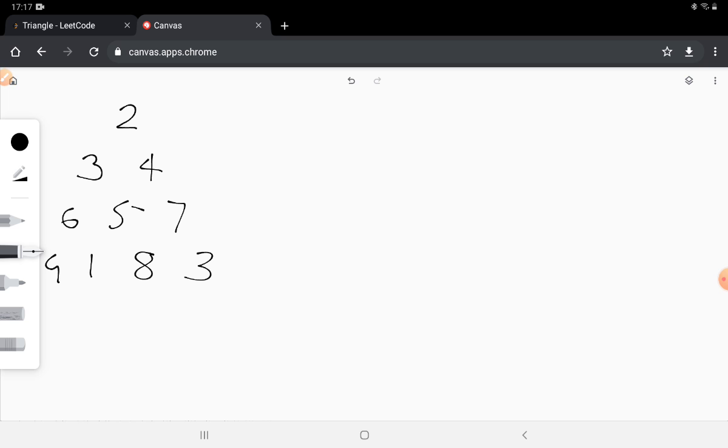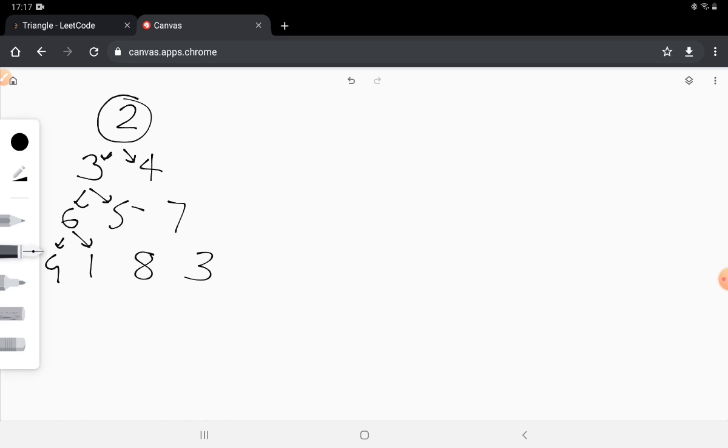So this is the same example I have taken over here. If you see, we will always start with the root. So the root is always going to be part of the minimum path sum. Now when we are at 2, we have two choices. We can either go to 3 or we can go to 4. And then let's say when we go to 3, again we are presented with two choices, either 6 or 5. Similarly, we can extrapolate it to the lower levels.